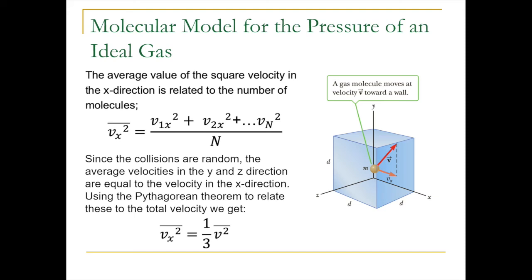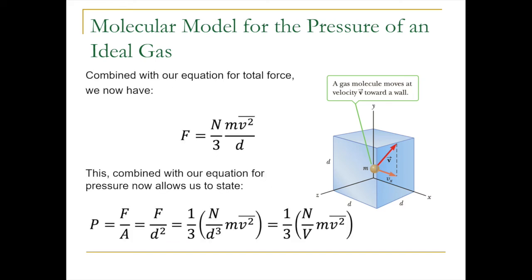But given this statement, if we use the Pythagorean theorem to relate these components to the total velocity, knowing that they're all equivalent to each other, we end up with an equation that states that the average velocity in the x direction squared is equal to 1/3 of the average total velocity squared. Now that we have this new equation for vx squared, we can substitute it into our equation for total force to get the equation that you see before you.